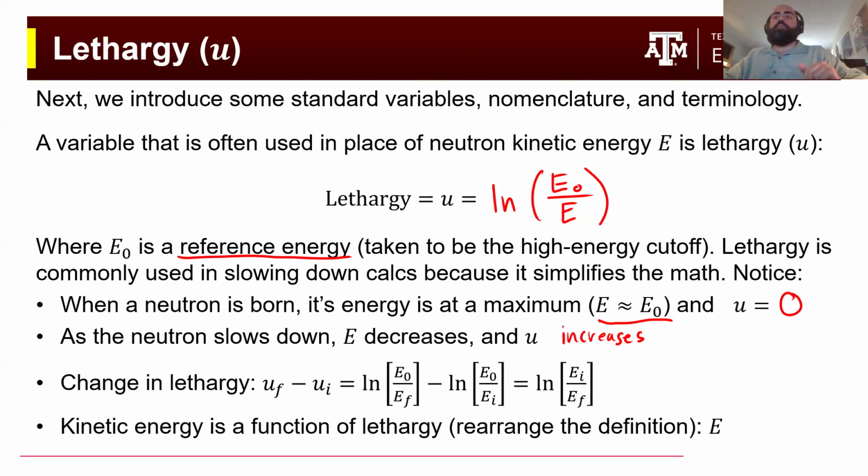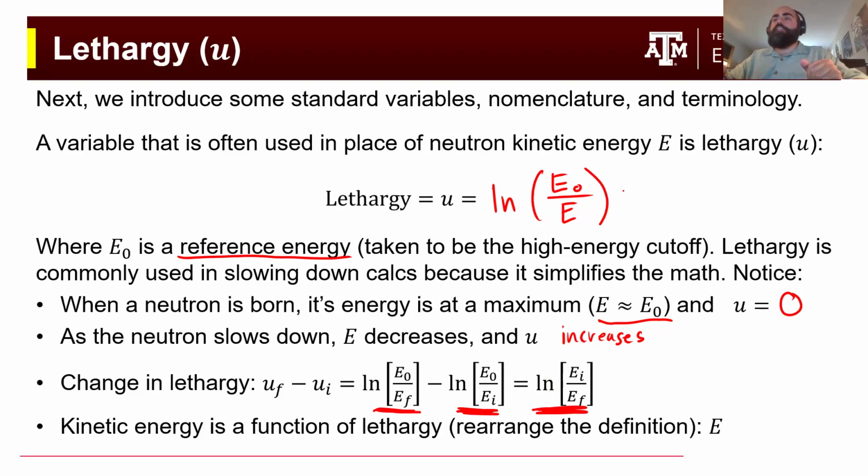If you want to get the change in lethargy, it is just the final minus the initial. Then we define the lethargy based on the definition, where the only thing that we vary is the final energy we're considering. E0 is always the same reference energy. So this is my final lethargy, this is my initial lethargy. We can use properties of logarithms to rewrite that, and that's how we got here. This is how we can express the change in lethargy.